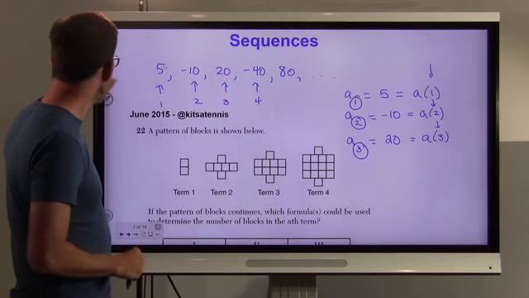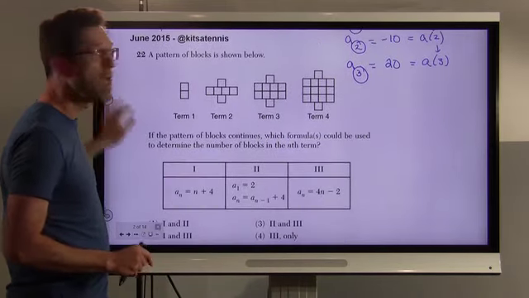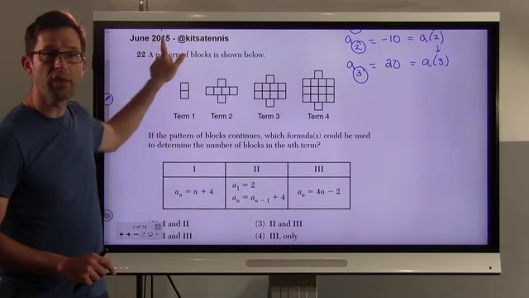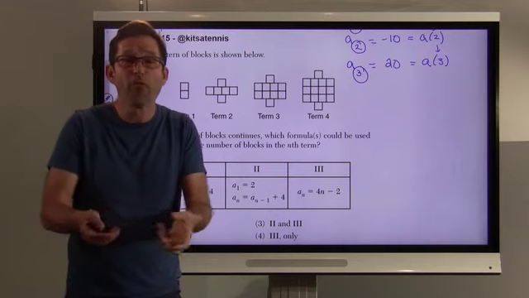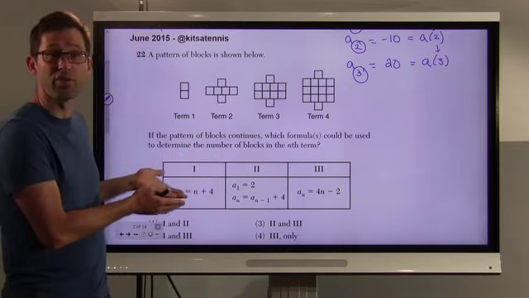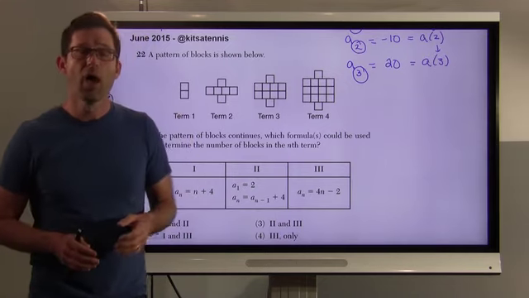So now, let's start jumping into some problems. The first problem I'd like to do comes from the June 2015 exam. As I work on these problems, I'll tell you what exam it came from. So if you have all the old Regents exams in front of you, that's great, because then you don't have to look at your tiny screen. You can actually look at the problem in the Regents exam.